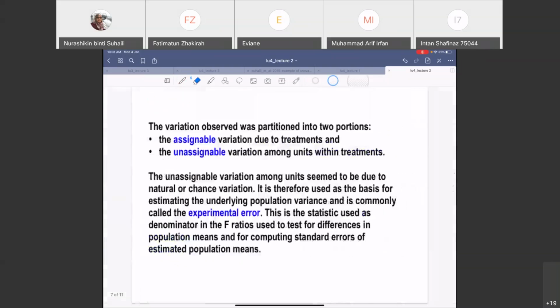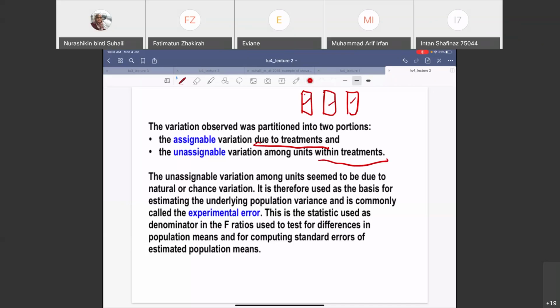And then the variation. There are two types of variation. The first one is assignable variation, which is due to the treatments, the variation between the treatments. For example, how sample 1 differs from sample B and sample C. That is between, or due to, the treatments. Another one is variation within the treatment.